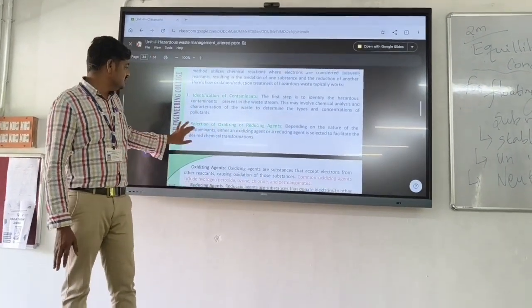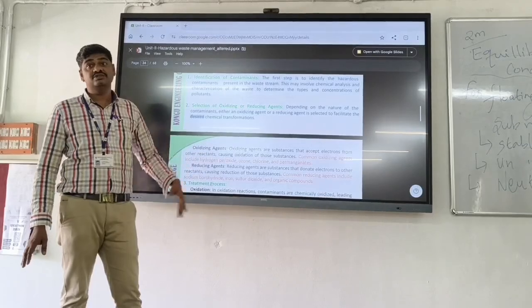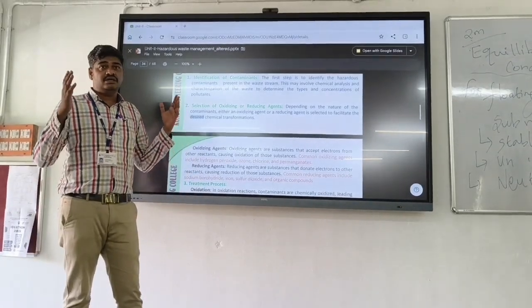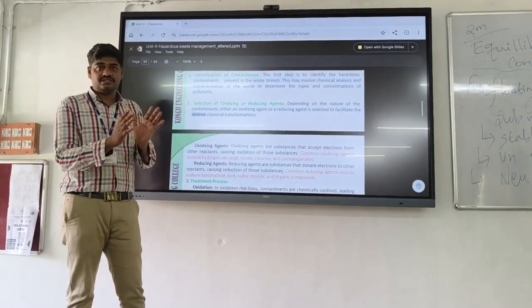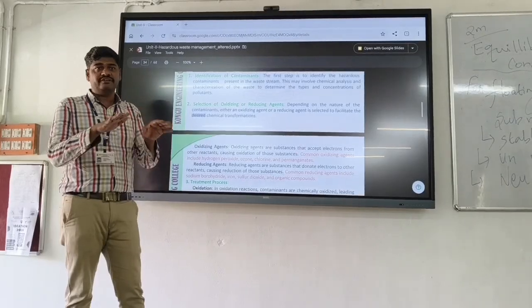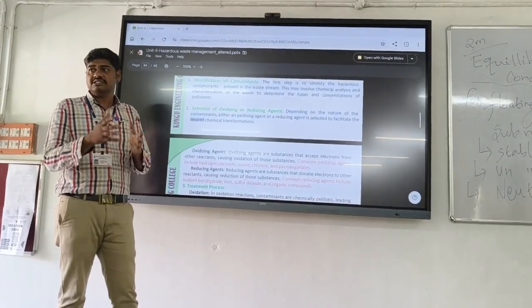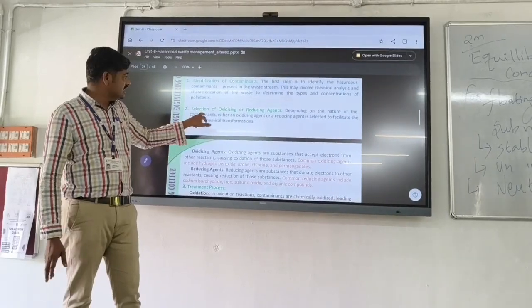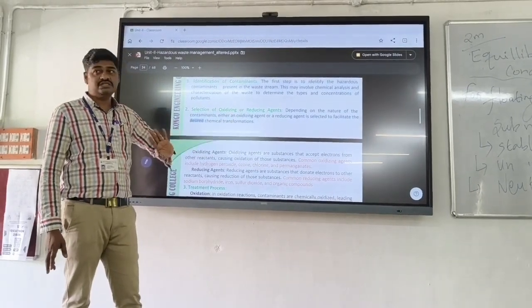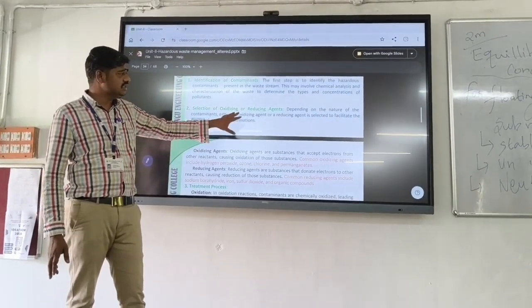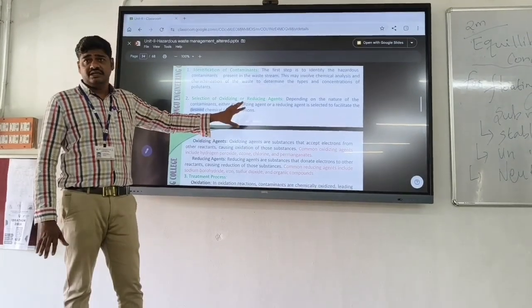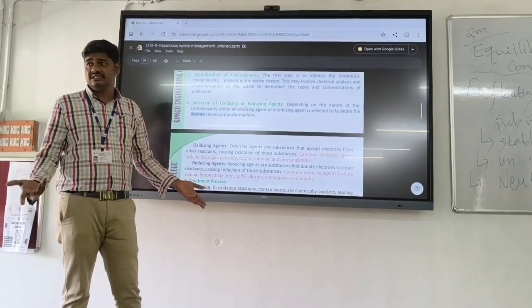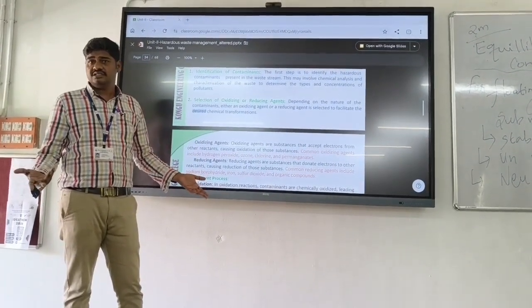Next, the selection of the oxidizing or reducing agent. We have to know the hazardous substance, then how to rectify the problem. You have to select the chemicals or reactants. You know that a reducing agent is one that favors the oxidation reaction.